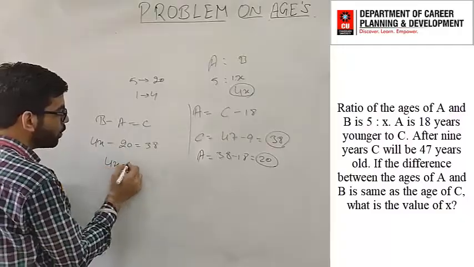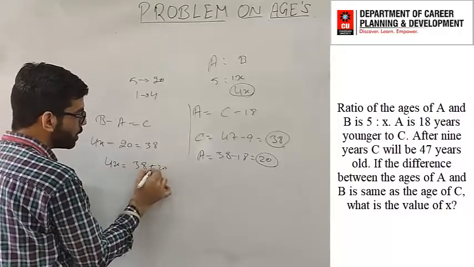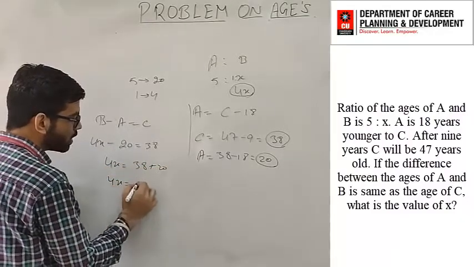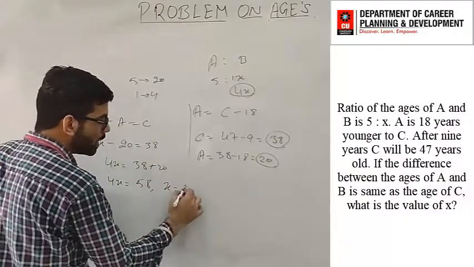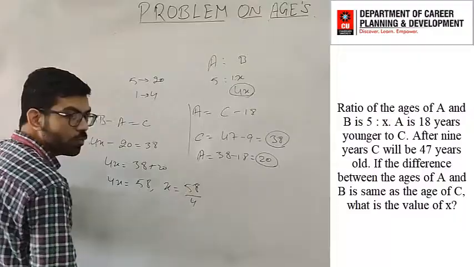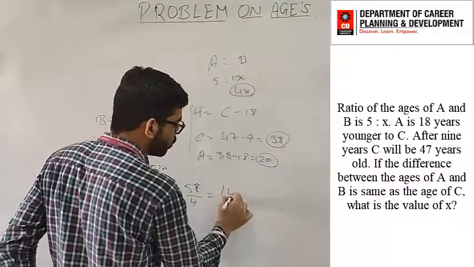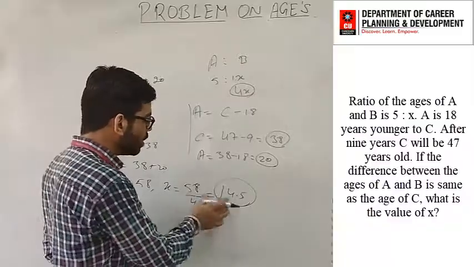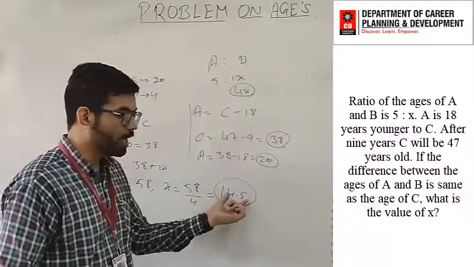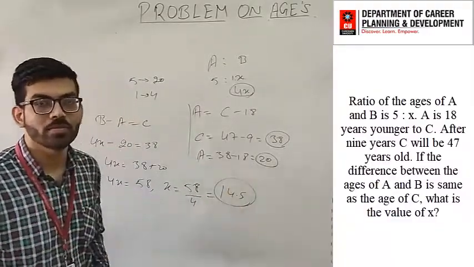So from here, 4x comes out to be 38 plus 20, which is 58. So value of x comes out to be 58 divided by 4, which is 14.5 years. So this was the value of x, which is 14.5, and that will be your answer.